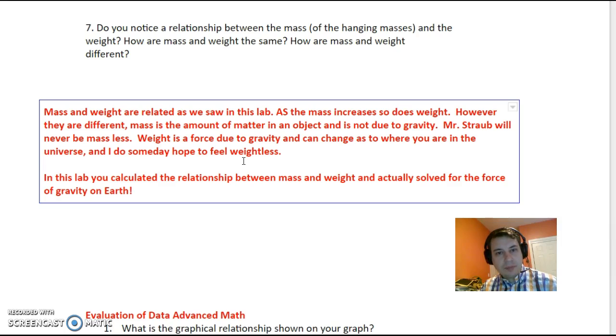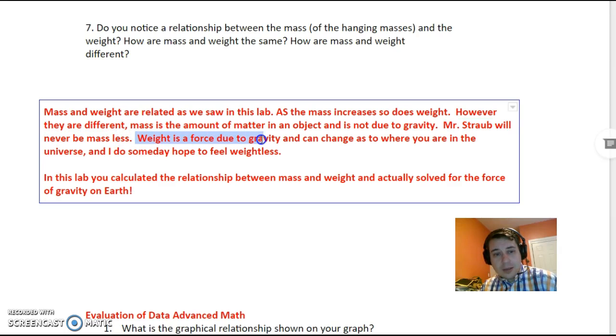Mass, of course, is the amount of matter that's in the object. And I hope never to be massless. That means that I'd have 0 atoms, and there wouldn't be anything of me. I wouldn't have any carbon or life. I don't want to be dead. So I don't want to be massless.